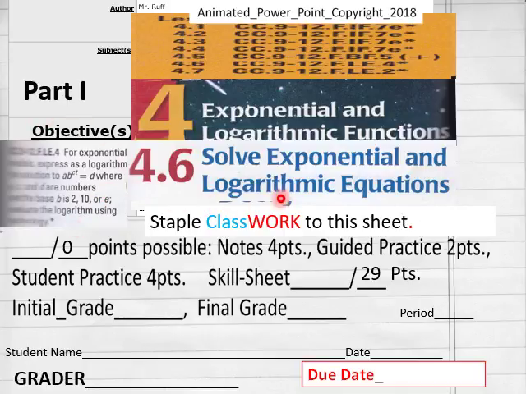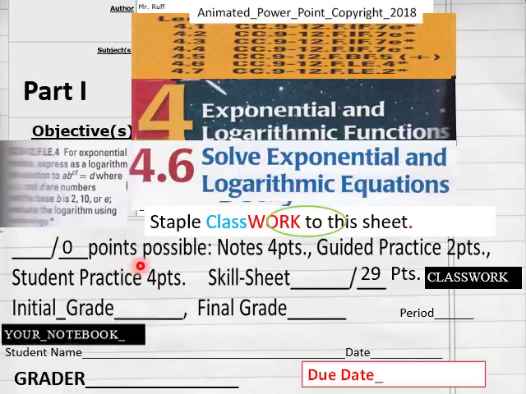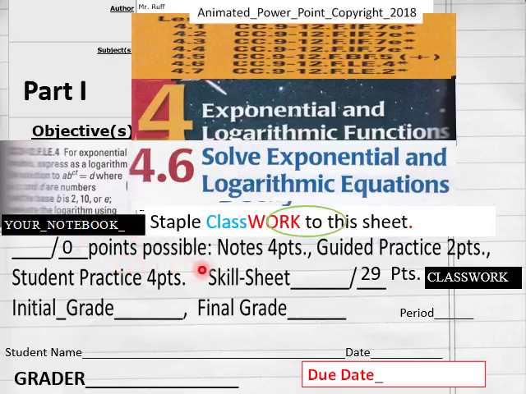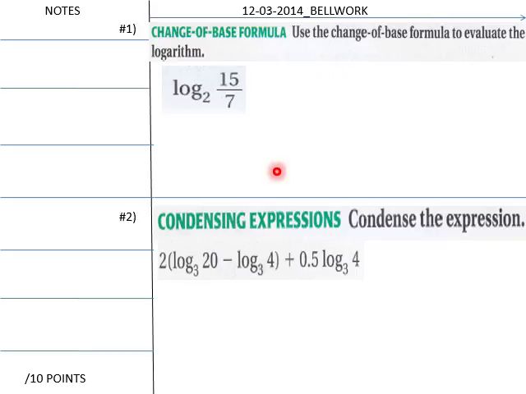4.6 Part 2, solving exponential and logarithmic equations. We have a 29-point skill sheet here, and we have no points for notes. It's all going to be classroom performance for this one. Here is your standard for this lesson.